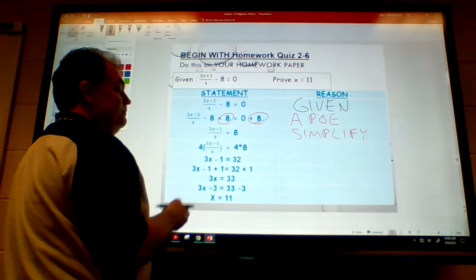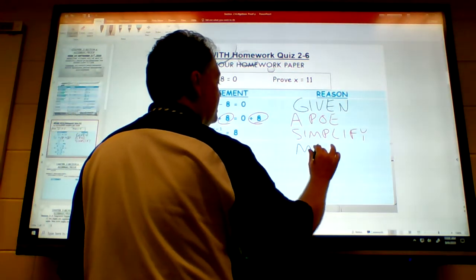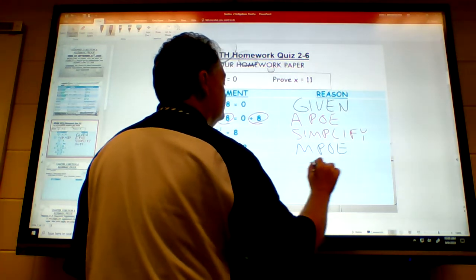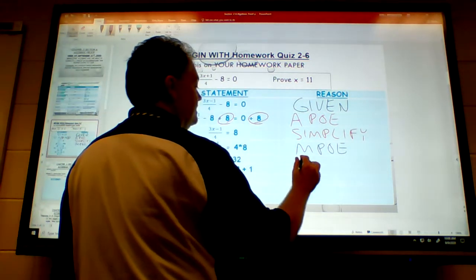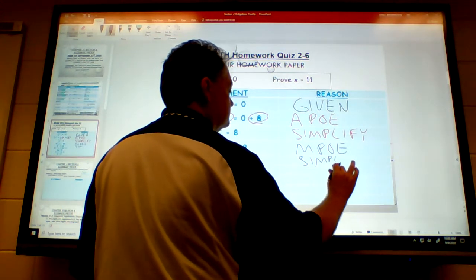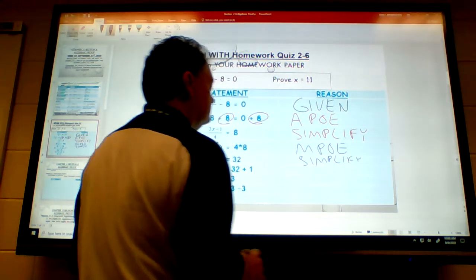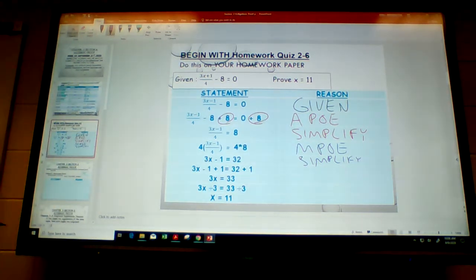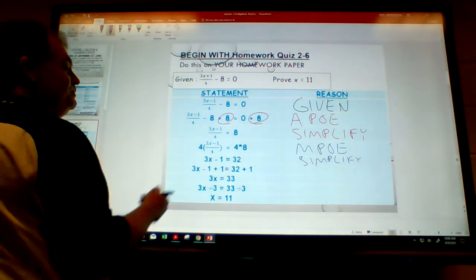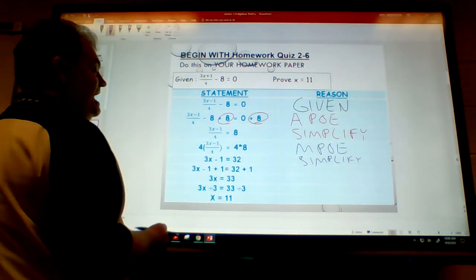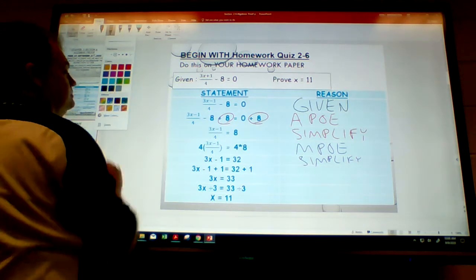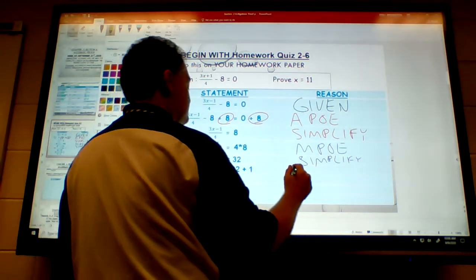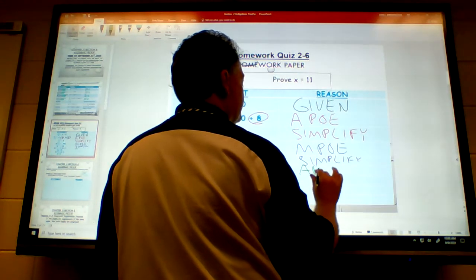Next step, we got to get rid of the 4. So we multiply by 4. That is the multiplication property of equality. And then, of course, you combine the like terms together, that's simplify. And then we're left with 3x minus 1 equals 32. So I got to get rid of the 1 by adding 1. So I'm going to do that. Let me add 1 plus 1. That is, once again, the addition property of equality.